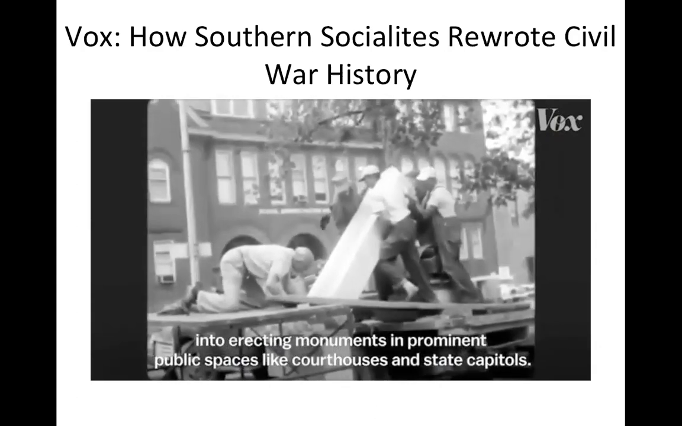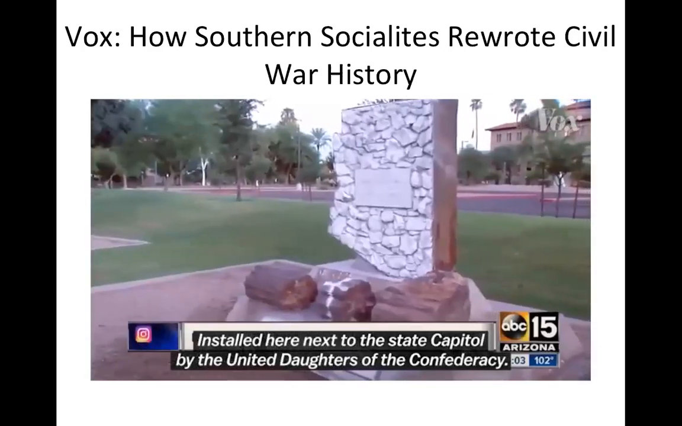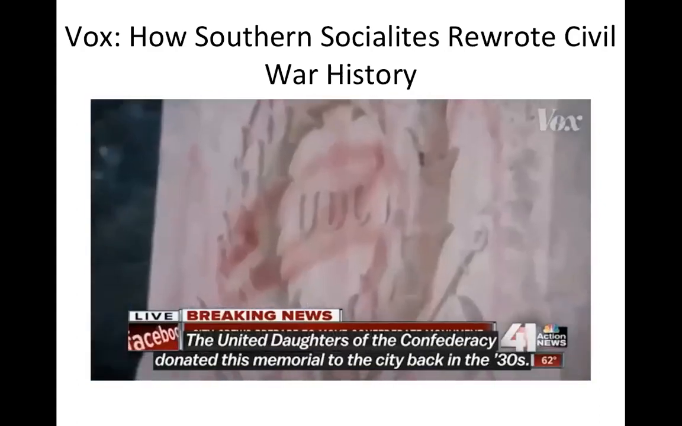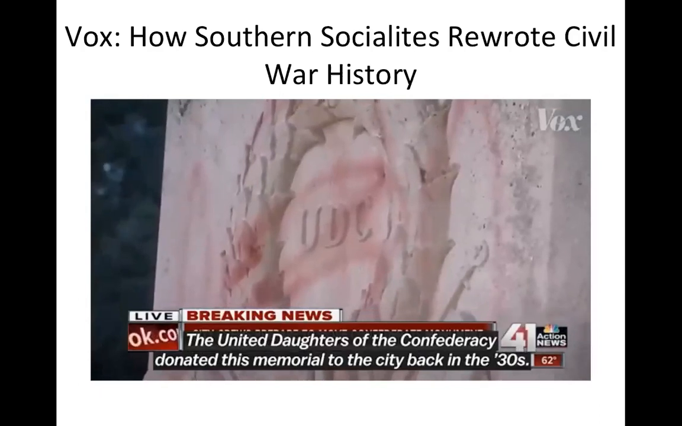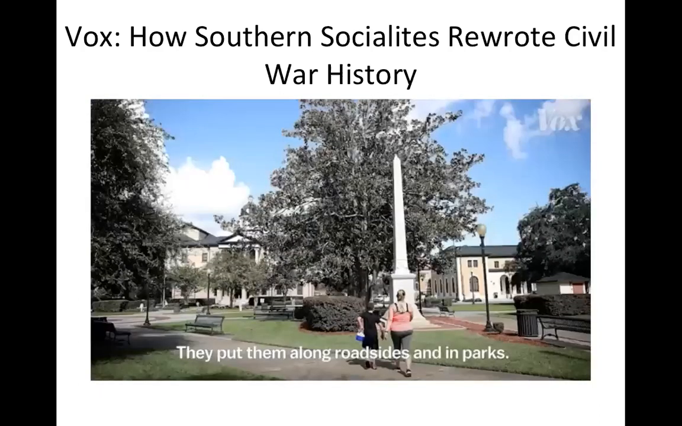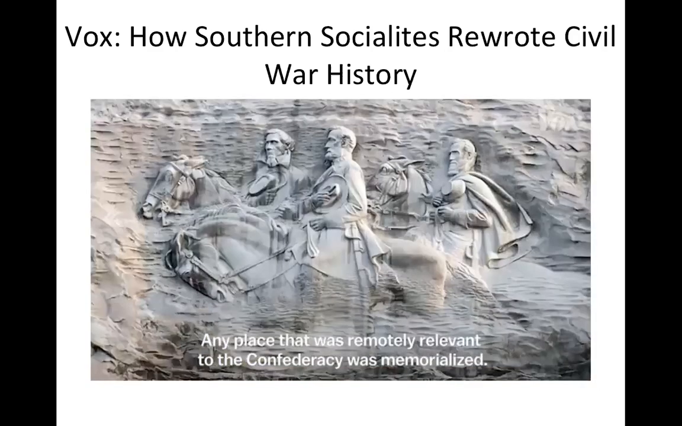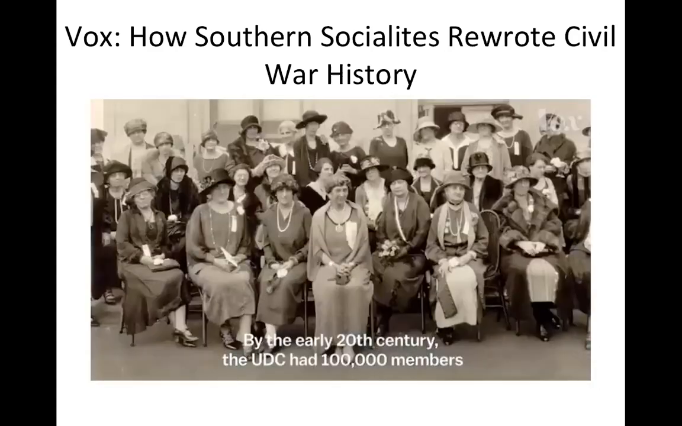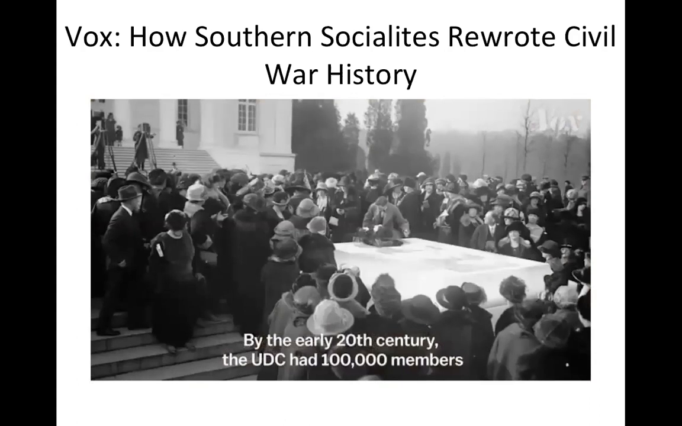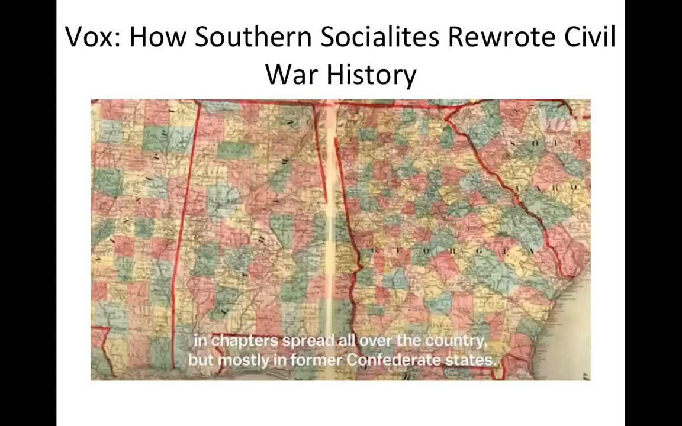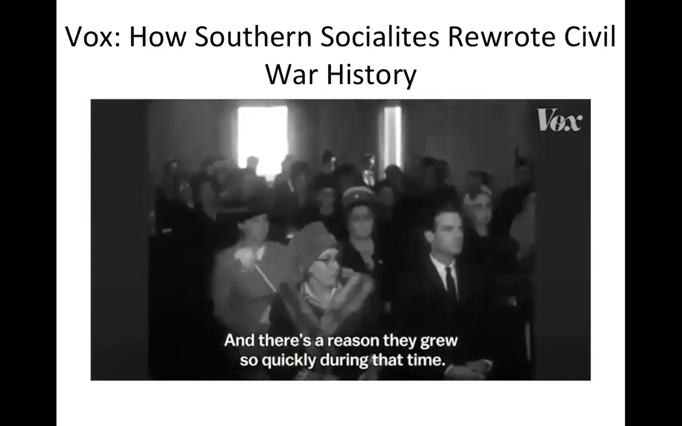Installed here next to the state capitol by the United Daughters of the Confederacy. The United Daughters of the Confederacy donated this memorial to the city. Back in the 30s, they put them along roadsides and in parks. Any place that was remotely relevant to the Confederacy was memorialized. By the early 20th century, the UDC had 100,000 members, and chapters spread all over the country, but mostly in former Confederate states. And there's a reason they grew so quickly during that time.